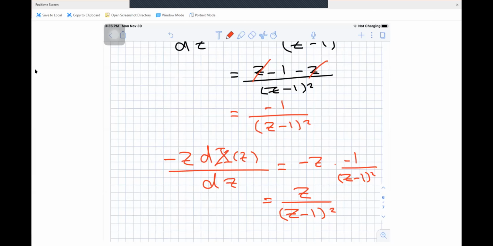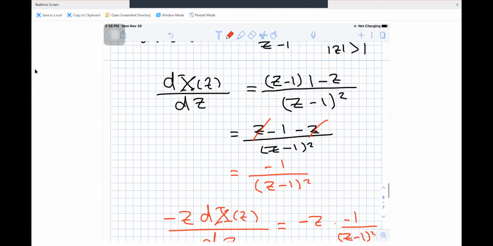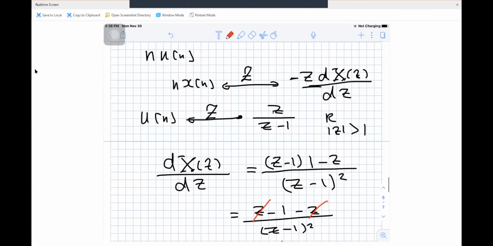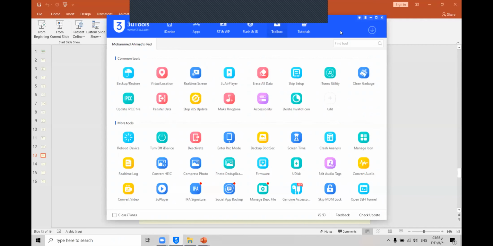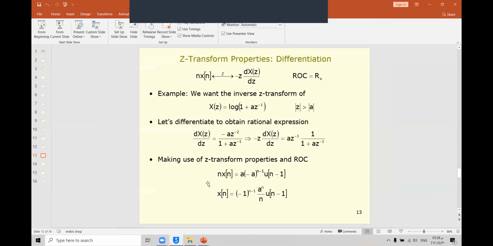We have applied the property of what? The property of the derivative. When a function is multiplied by n, at that time the z transformation will be what? It will be minus z dX of z by dz, exactly what I have done in this example. Well, now go back to the slides and see what's going on.